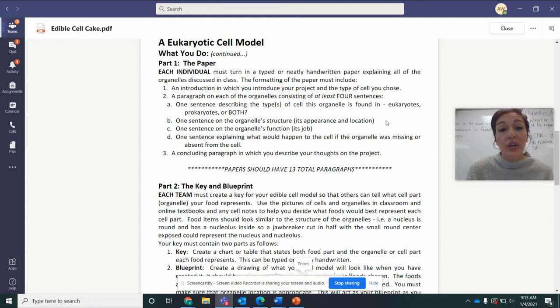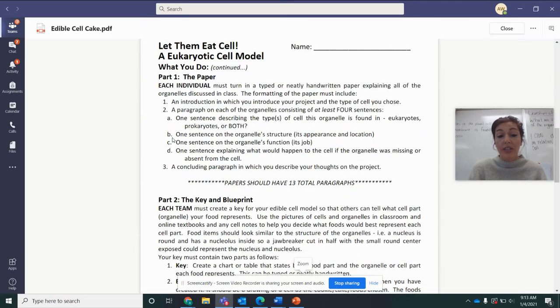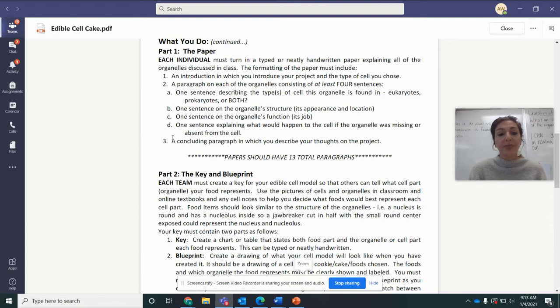Second, you are going to start writing a paragraph on each cell. How do you do this? I tell you steps A, B, C, and D, what I want for each paragraph. So let's say I do an animal cell. I'm going to start with the cell membrane. That's the first organelle listed. I'm going to have one sentence describing the type of cell this organelle is found in, either eukaryotic, prokaryotic, or both.